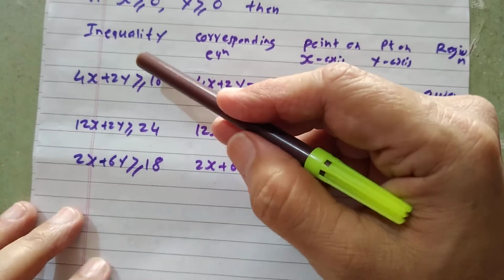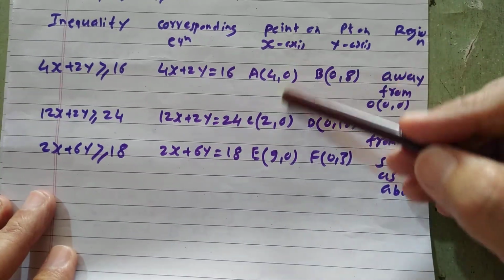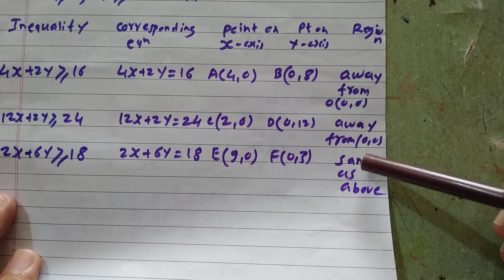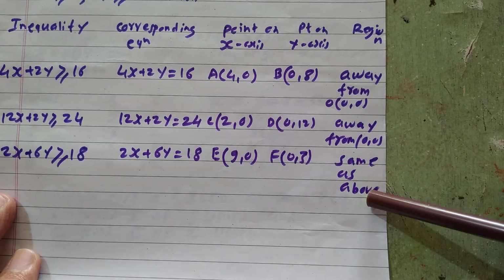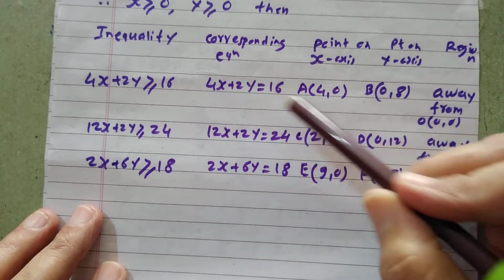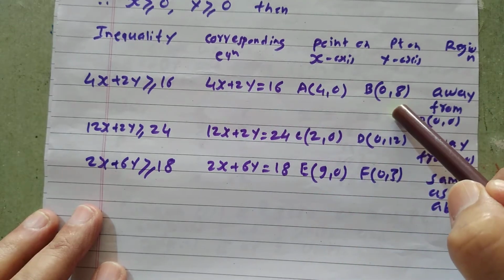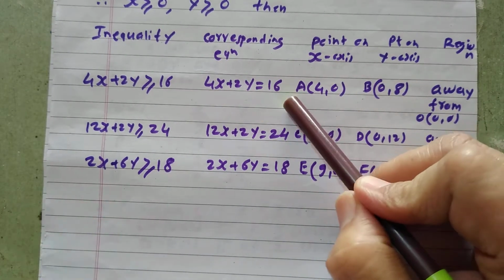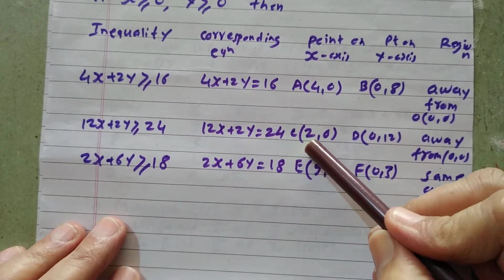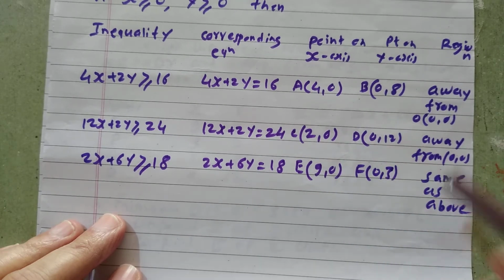Now from the inequations we will make the table: inequations, corresponding equation, point on x-axis, point on y-axis and region. The region is away from the origin because of greater than or equal to. And coordinates, I told you how to find. Put y equal to 0 for the point on the x axis, put x equal to 0 for the point on the y axis. Therefore it is (4, 0), (0, 8), (2, 0), (0, 12), (9, 0), (0, 3).